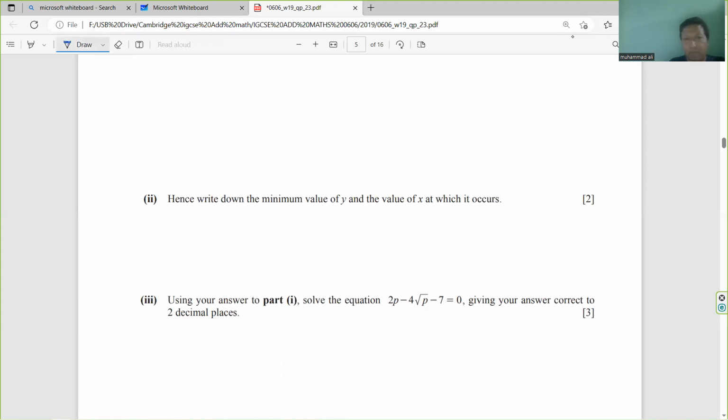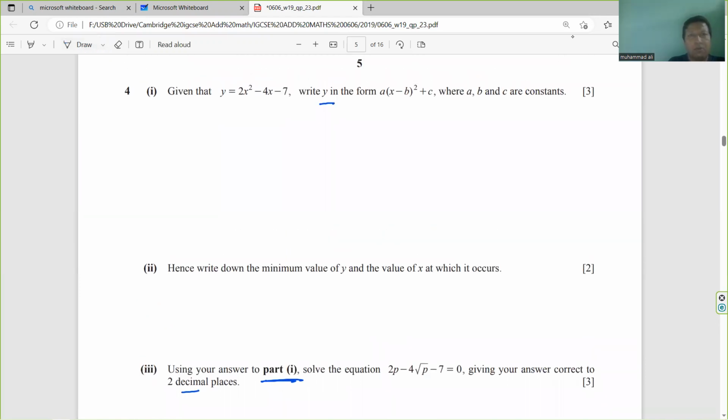Here, this part is very important. Solve the equation 2p − 4√p − 7 = 0, giving your answer correct to 2 decimal places. Okay, now try to solve this maths.